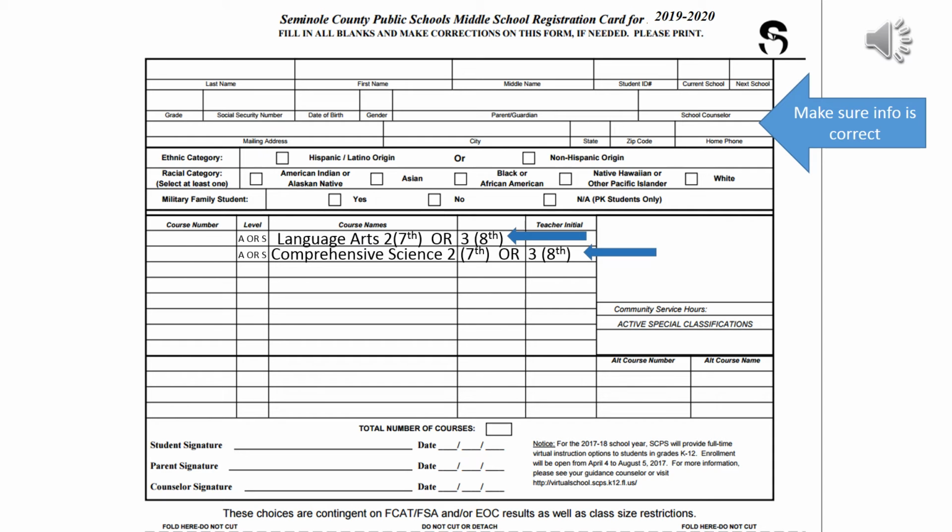Next, let's take a look at science. Current 6th graders will write down Comprehensive Science 2. Current 7th grade students may select Standard or Advanced Comprehensive Science 3. Please write down your selection now.